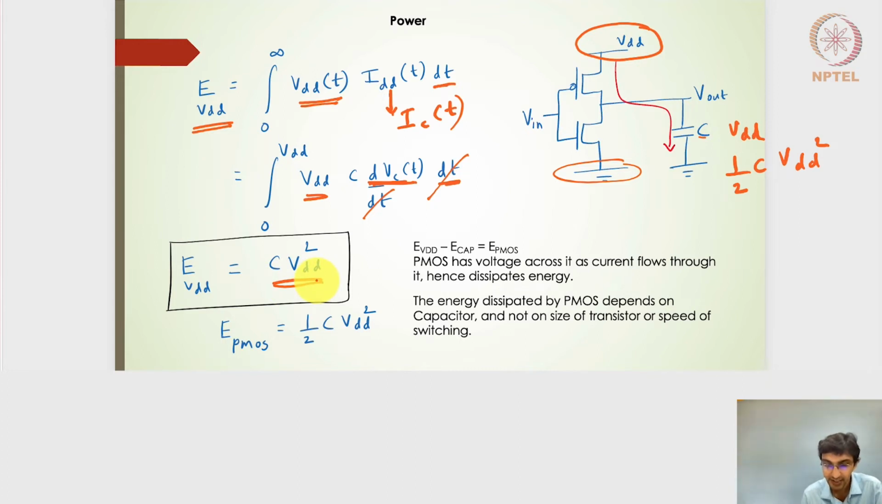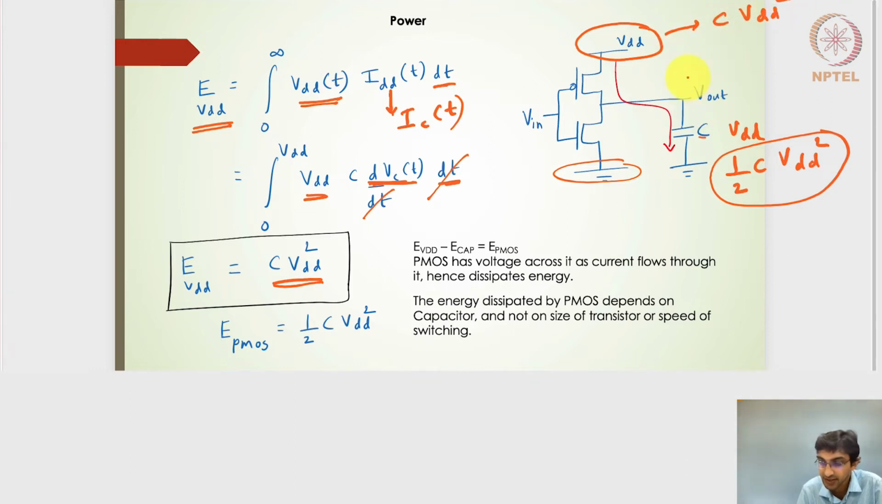Right, so it is very interesting. The energy consumed by the capacitor is half C VDD square, whereas the energy delivered by the VDD is C VDD square. So the other half of C VDD square is consumed in some other component, right? Because the energy delivered by the VDD is C VDD square. The energy stored by the capacitor is half C VDD square.